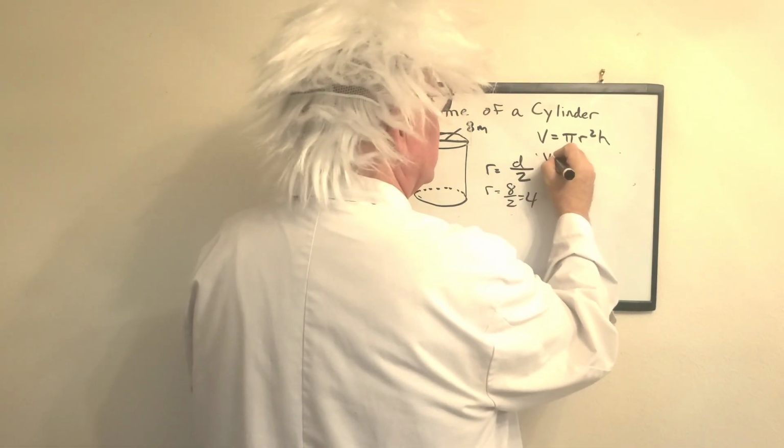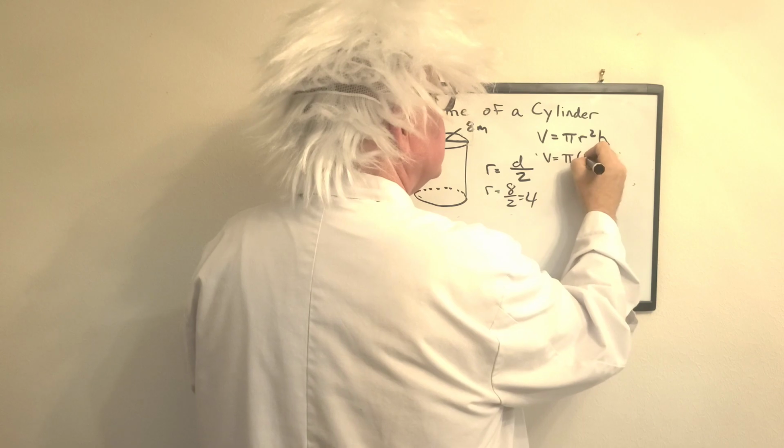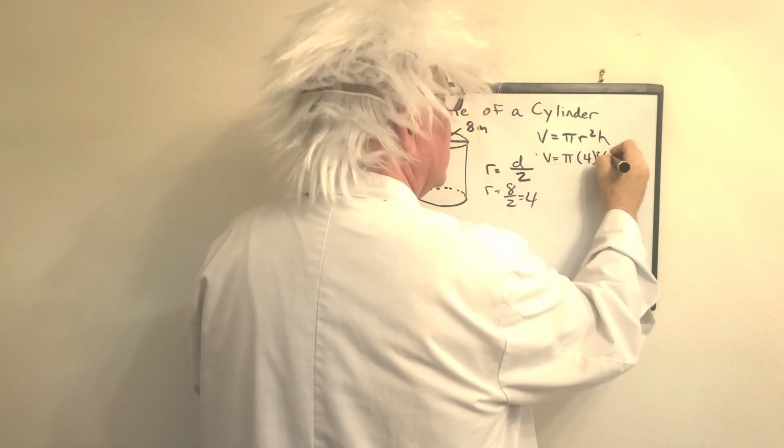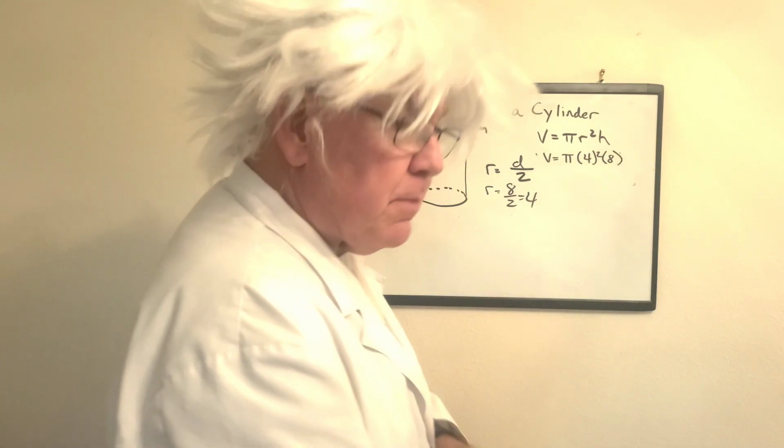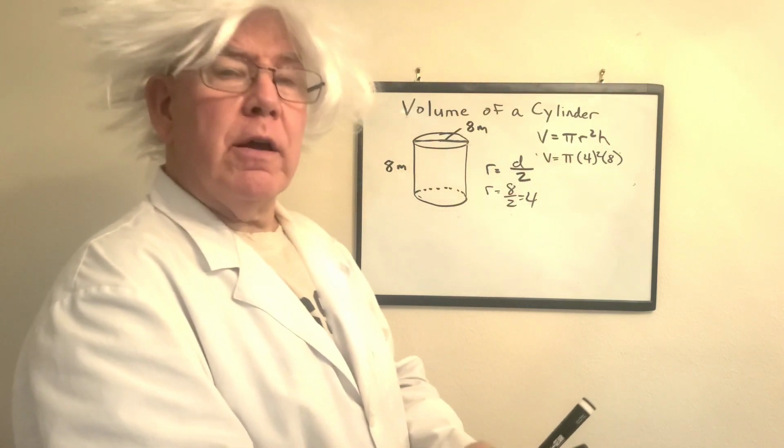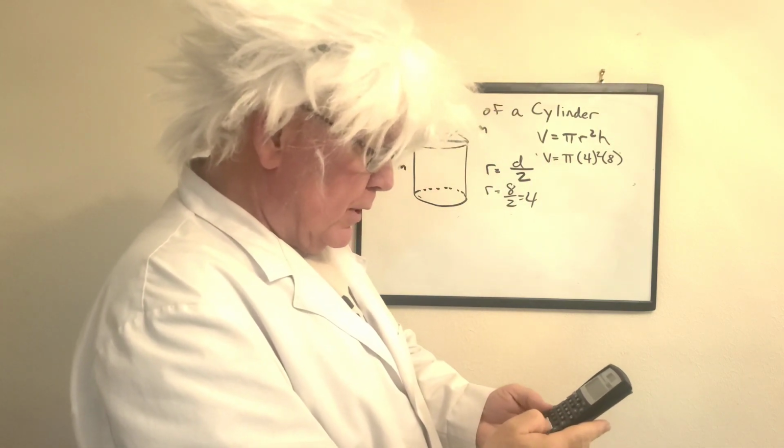So here we go. We say volume equals pi times 4 squared times 8. We take the magical AlgeBro calculator, and we plug in what we see. So we say pi.